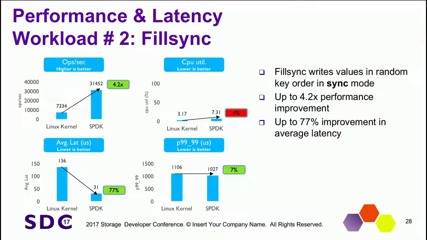Workload number 2, fill sync. This is a workload where you're writing values in a random key order, but each IO is getting synced in a sync mode. While we run this workload, we see a 420% jump in performance using SPDK Blobstore against the traditional Linux kernel, and the latency drop from kernel to SPDK is 77%.